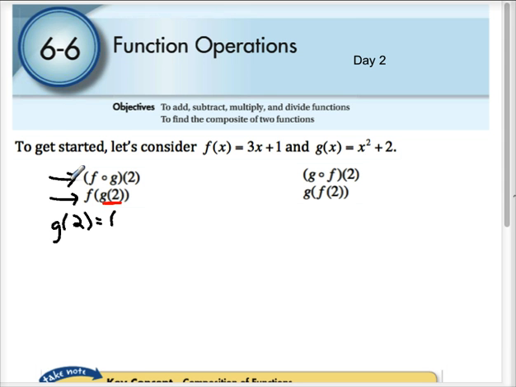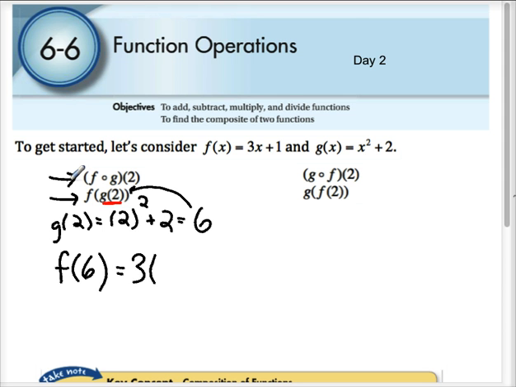Excuse me, class. So I'm going to put in a 2 to g. So 2 squared plus 2. So 4 plus 2 gives me 6. And now you take that 6 and you put that in for g of 2. Because if g of 2 equals 6, now this just boils down to f of 6. And f of 6, if you plug that in, 3 times 6 plus 1, so 18 plus 1, you get 19.